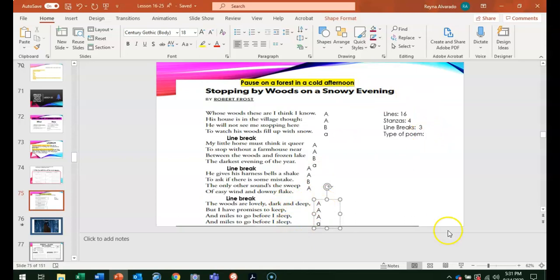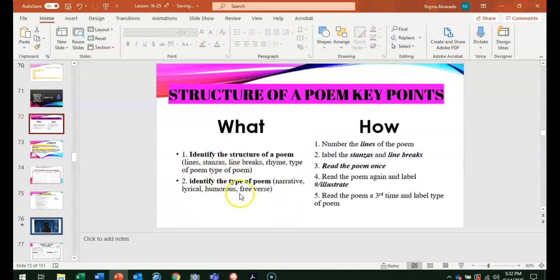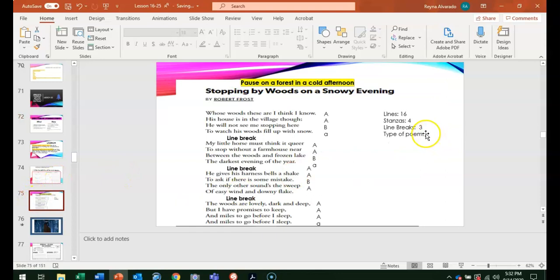So can we say this type of poem is a free verse? No, right? It's not a free verse. But we can say that the type of poem is what? Look at our key points. It's a narrative, right? The author or the speaker is trying to tell you a story. So let's go ahead and write this down. It's a narrative.